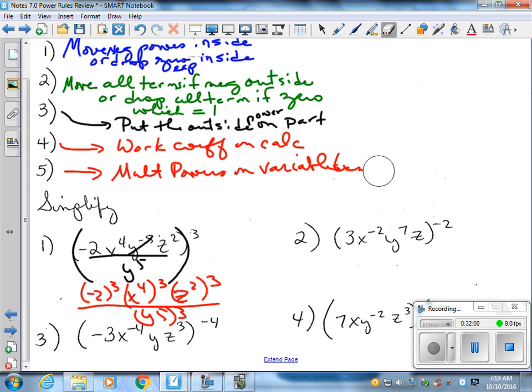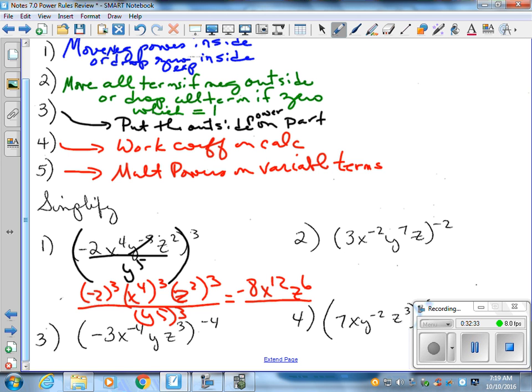Now let me try that a little bit cleaner. Variable terms. So in this problem, negative 2 to the third power, if we type that in the calculator, it comes out negative 8. X to the fourth to the third means we're going to multiply those. Think of it like something's up against a parentheses is always distributed, and distributive means multiply. So 4 times 3 is to the 12th. Here with the z's, I have 2 times 3, which will be to the 6th.